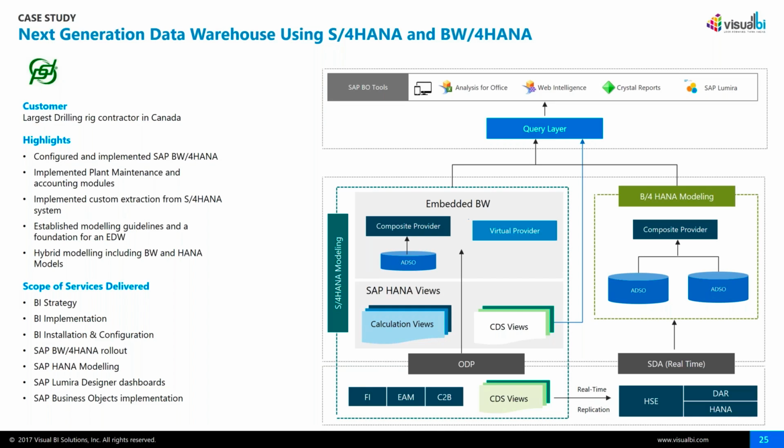But I wanted to give you this example: if you look at most of the S4 customers, they will also be running B4. So the key message is, both S4 and B4 will exist in coexistence in future. That is the most important thing that you want to keep in mind.